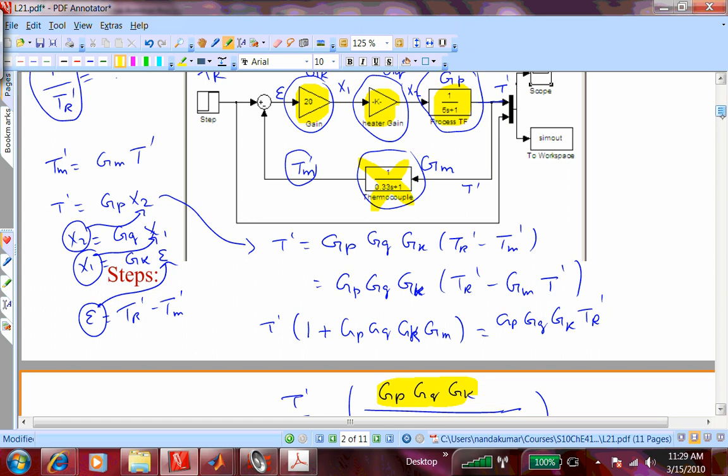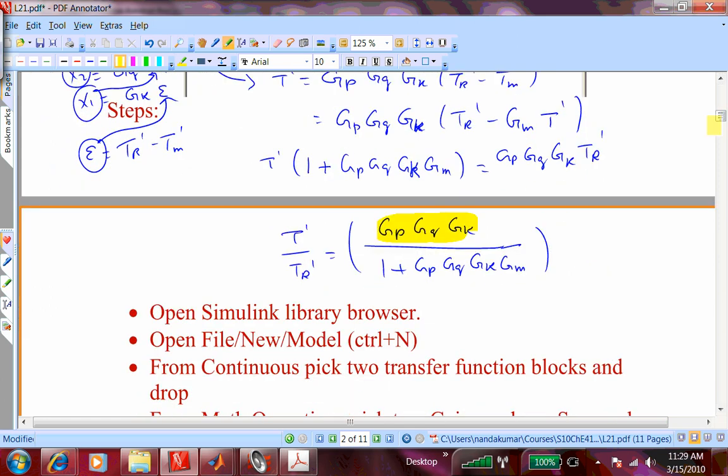Whenever there is a feedback, and you will see this structure appearing all the time, it is always divided by 1 plus that open loop transfer function multiplied by what is in the return path, which is gm in this case. That's a common structure that will occur very often.